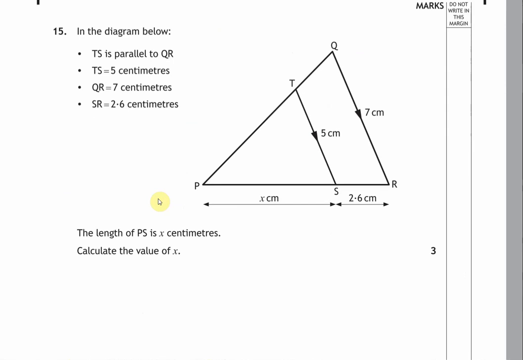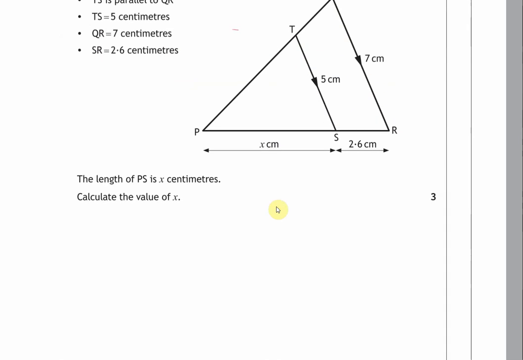And then finally, the last question in this paper is a similar shapes question, whereby we have a diagram with two triangles. The TS is parallel to QR, and TS in this case is 5 and QR is 7. SR, from this point to this point, is 2.6. And we then need to find the length of PS in centimetres.